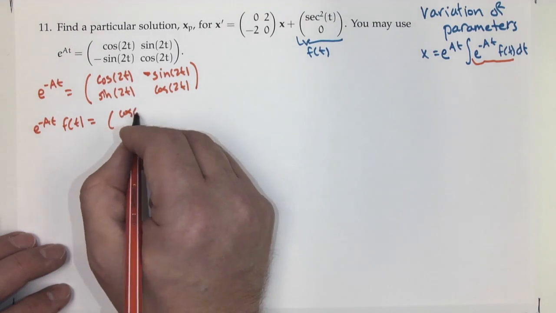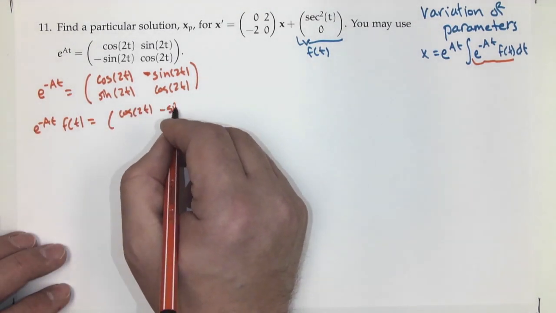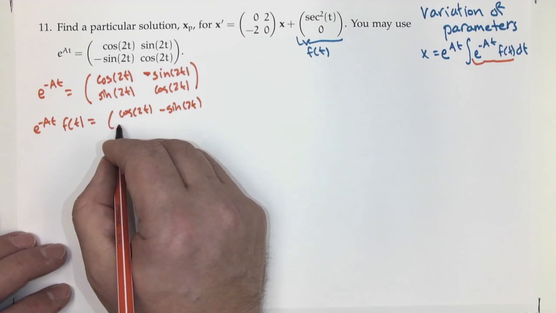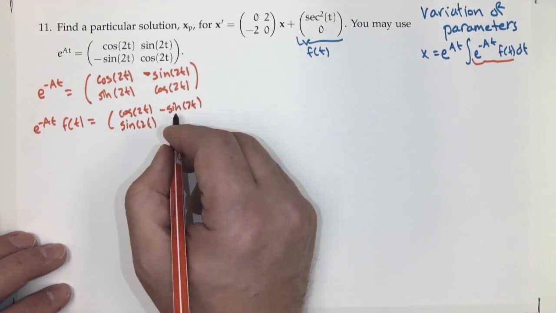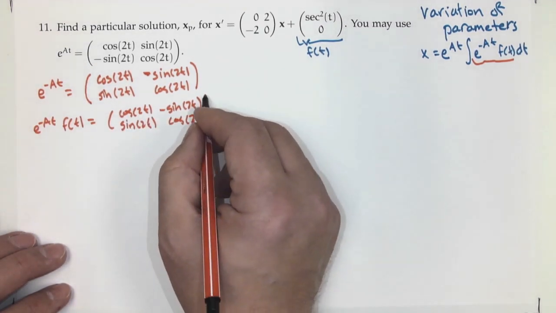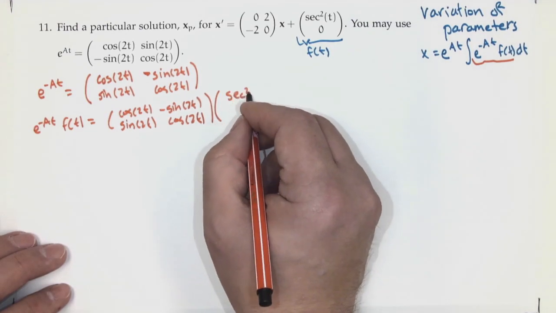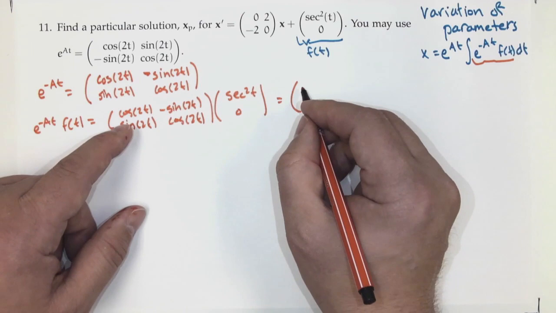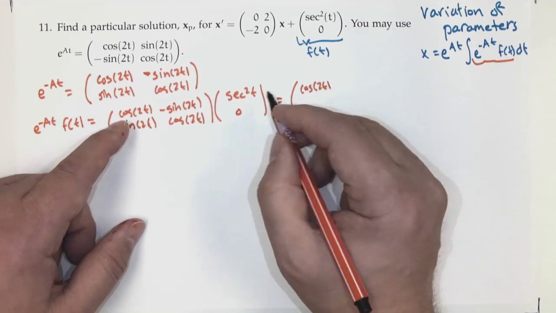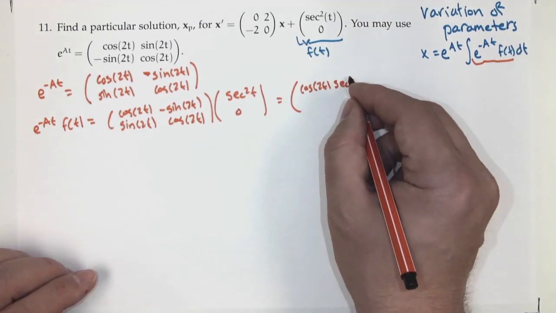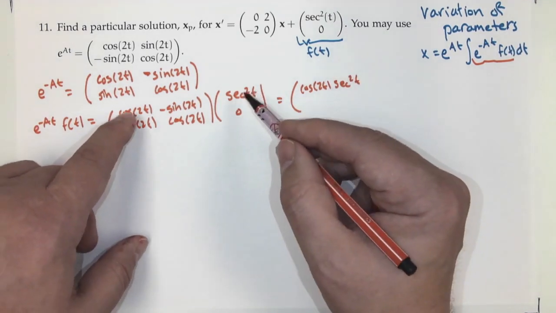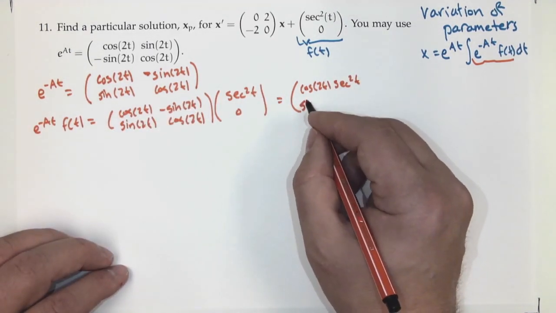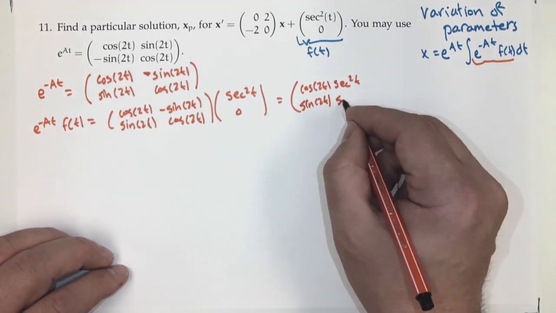Well, now we're going to multiply. So, lots of writing. Secant squared t, 0, is cosine 2t times secant squared, and then 0, sine of 2t times secant squared.